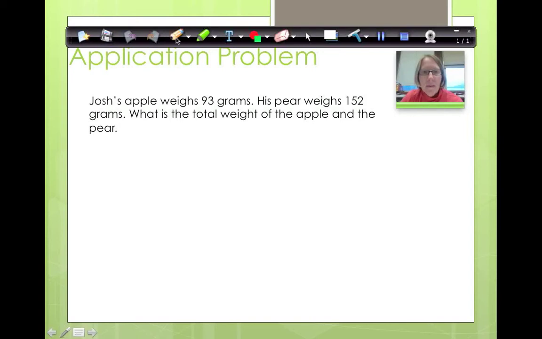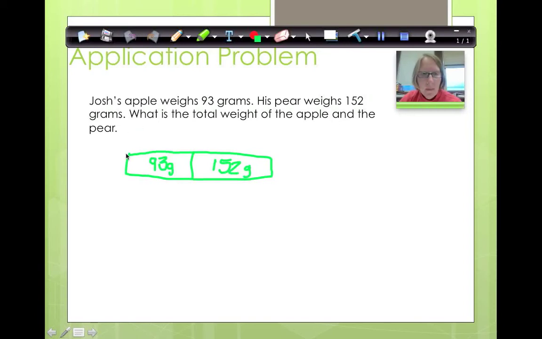Welcome back. Okay, here we go. Told you to use a tape diagram. So how many pieces of tape are we going to use? Well, we're going to need a piece of tape for the apple and a piece of tape for the pear. So let's do that. Here's my rectangle, my piece of tape. Now I'm going to divide it in half right here. This is the apple, and this is 93 grams. This is the pear. It's going to be 152 grams.